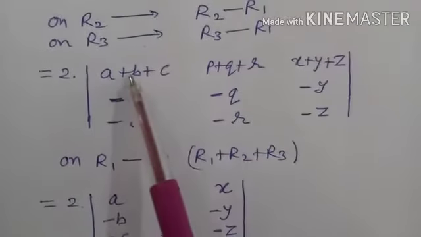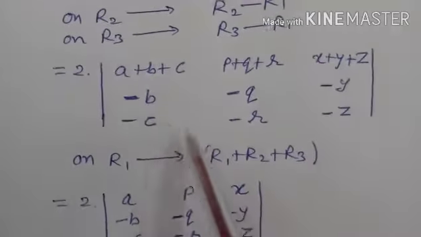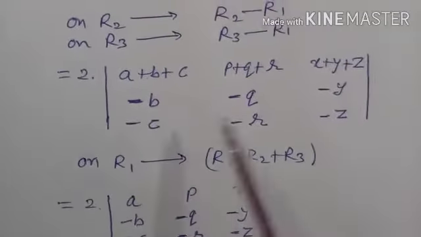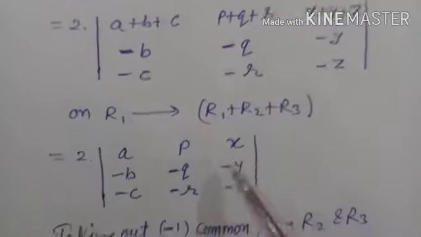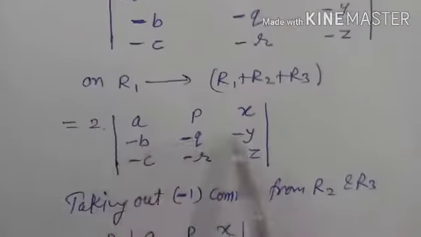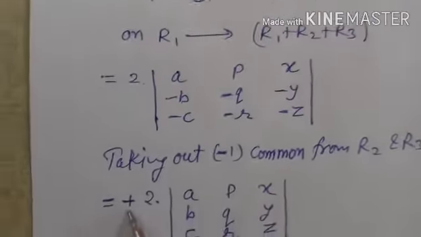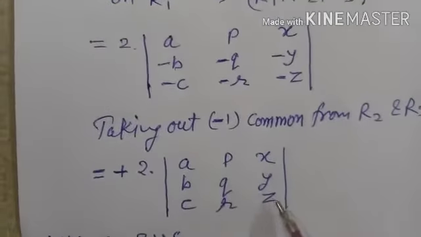Now this is minus B and this is minus C, and this is plus B and plus C. So if we add, once again, R1 plus R2 plus R3 on the first row, then B and C cancel out, only A remaining. Here Q and R both cancel out, only P remaining, and Y and Z cancel out, only X remaining. Now the last step: minus sign common out from R2 and R3. So it will be minus minus plus. So first column ABC, second column PQR, third column XYZ.